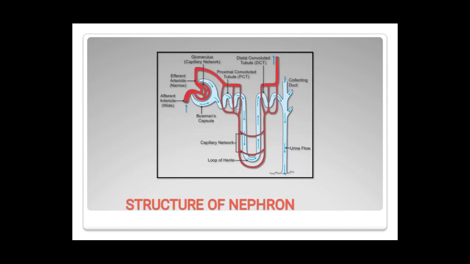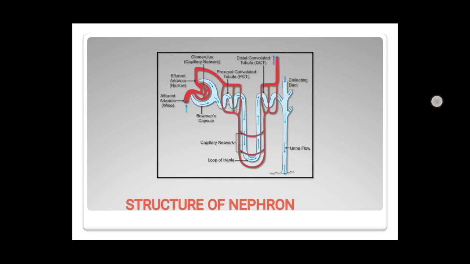So this is the entire structure of nephron, which starts with the glomerulus. You can see the afferent and the efferent arteriole. After that you can see the Bowman's capsule. Bowman's capsule is cup-shaped, which leads to the renal tubule part, proximal convoluted tubule or PCT. Then you can see the loop of Henle, which leads to the distal convoluted tubule. The distal convoluted tubule leads to the collecting duct. So this is the structure of nephron.